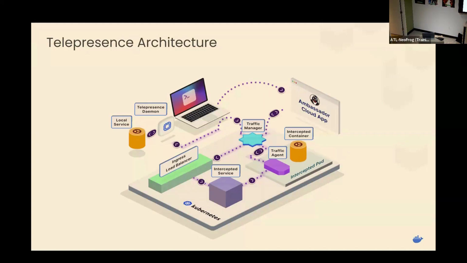The second component is a sidecar that's getting installed onto the pod that you're actually intercepting. This is where the redirection is actually happening. So the call's coming to it, hits the sidecar, pushes out to the traffic manager, and then over to your machine.